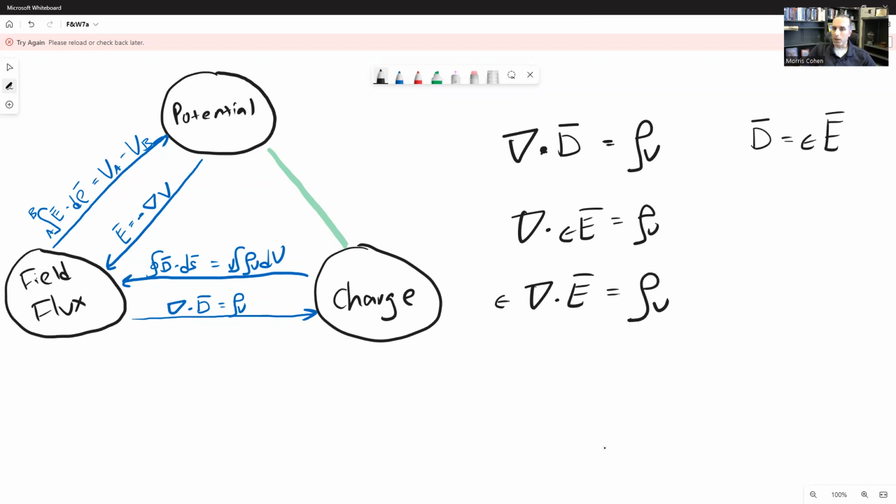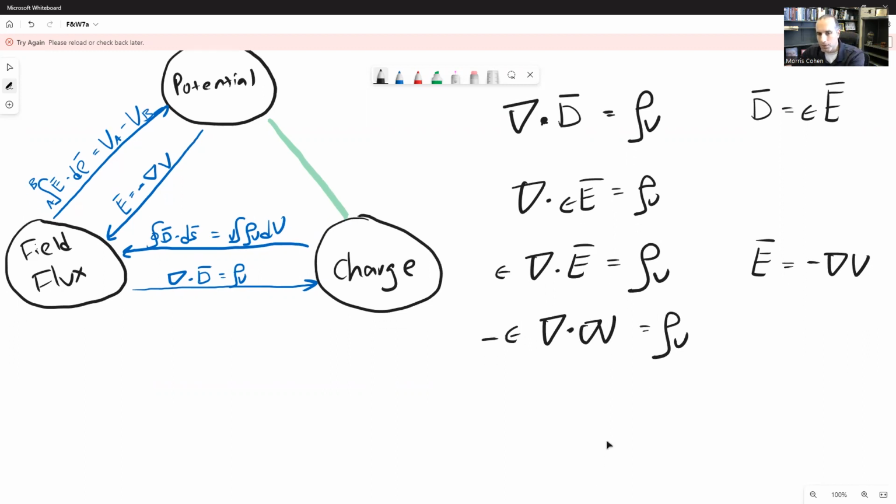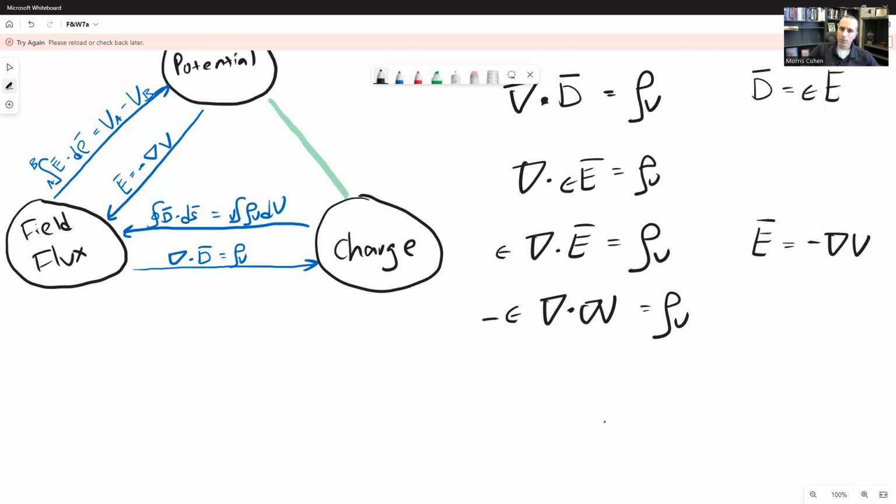But we're not done yet, because we also have a second definition of electric field that basically connects it to the electric potential. And that is that E equals the negative gradient of electric potential. Let's substitute that in. And so we have epsilon times grad dot grad V. I'll pull out the negative sign, equals rho V. And let's just finish this off. So we have the divergence of the gradient of the electric potential equals negative rho V over epsilon.